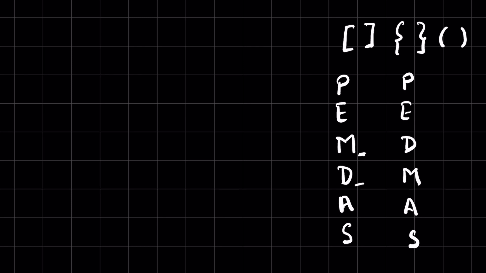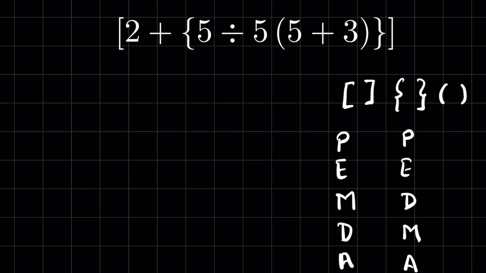You will notice that in PEMDAS, M is written first and then we have D, while in PEDMAS, D is written first and then we have M. So which operation to do first, multiplication or division? And will there be any difference if we don't follow this order? What happens when you follow PEMDAS and you do multiplication first? Now let's solve this question and understand this.